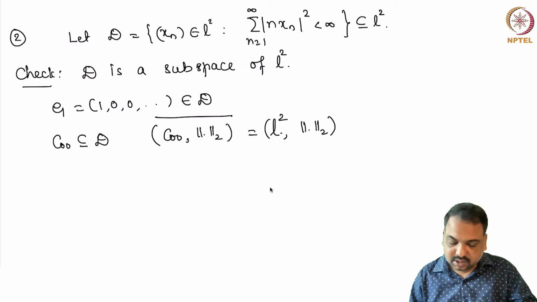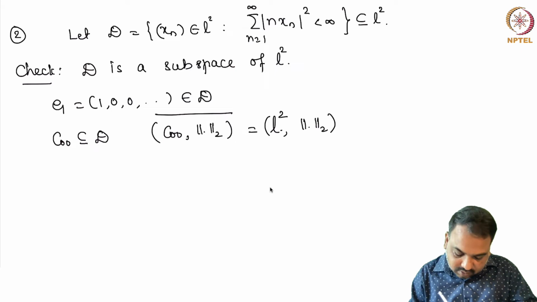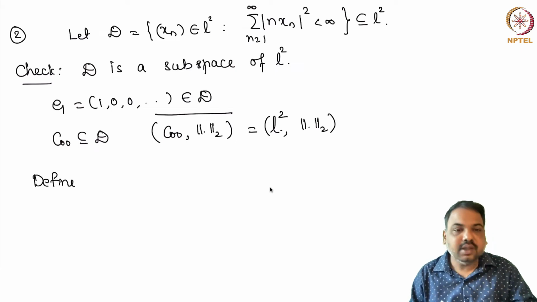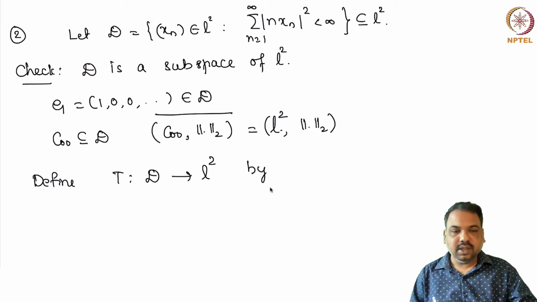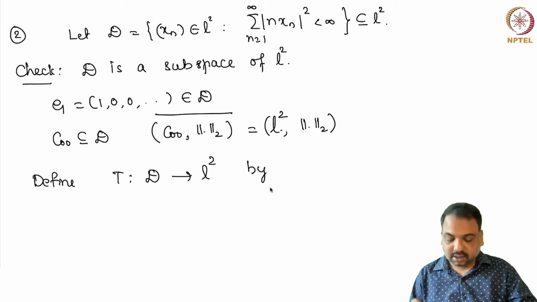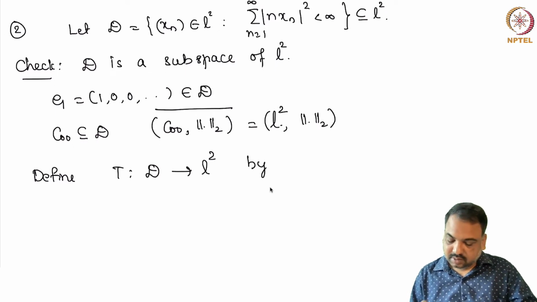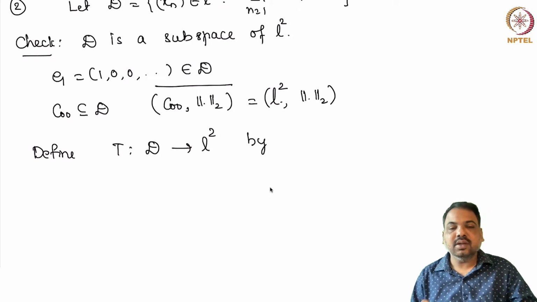Okay, so that means this is a dense subspace. Now define an operator T from D into L2. So clearly D is not a Hilbert space, right? Because D is a dense subspace of L2. If D is a Hilbert space, it has to be a closed subspace, which is again dense and closed implies that it has to be the full space.